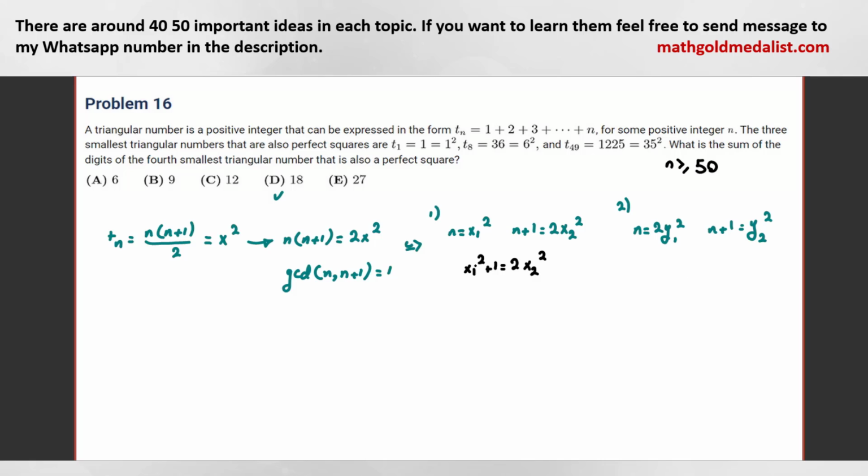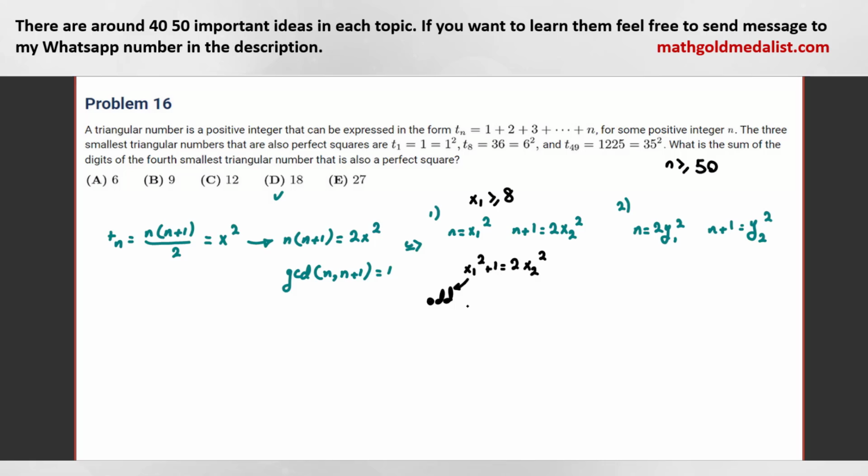Okay, so because n is at least 50, x1 is at least what in this case? 8. Because 7 squared is not greater than or equal to 50, right? Okay, is x1 odd or even? It's odd, I think. Yes, because this part is even and we have plus 1, so x1 should be odd, right? So let's check some cases.